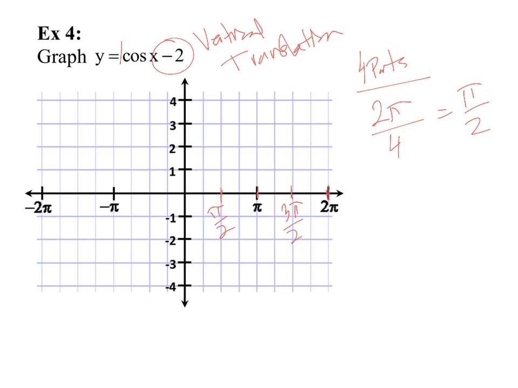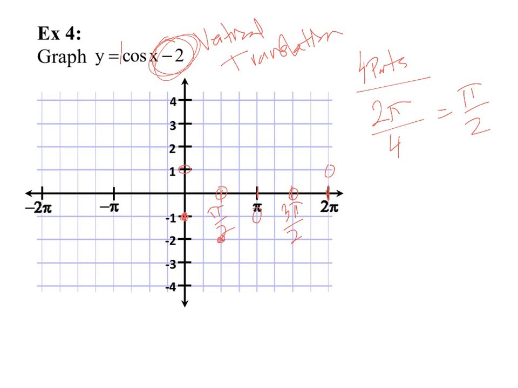Alright, now I'm working with cosine. The amplitude's 1. Since I'm doing a vertical translation, I'm first going to start off with hollow points. And then what do I do with those hollow points? I shift them all up 1. Or not all up 1, minus 2. I'm going to shift them down 2.